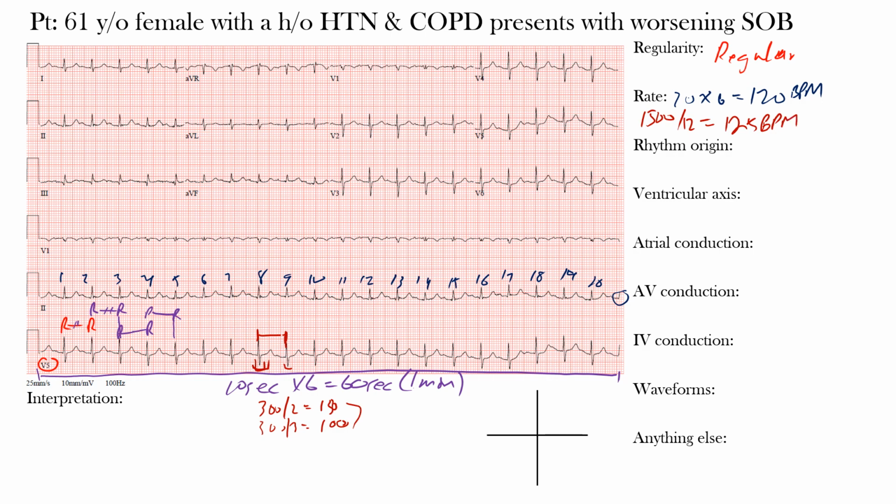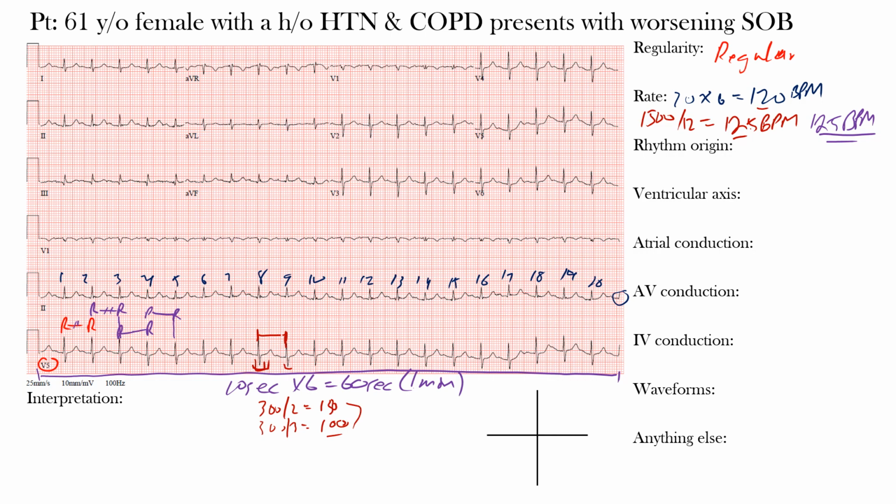So very close to what we had with the 125 here in this case. Now the actual rate by the machine was calculated at 125 beats per minute. So we are very close with all of these, and you can see that that last approach is the most specific one. Okay, so now to the rhythm origin.